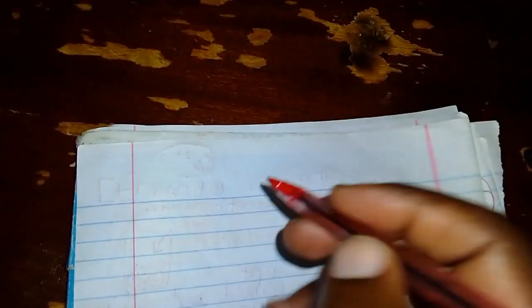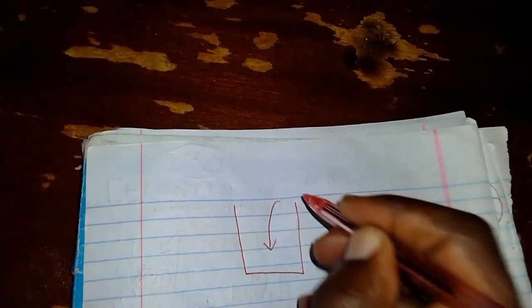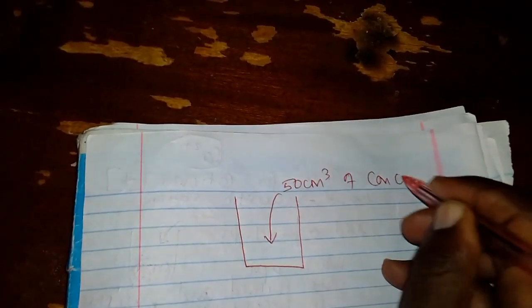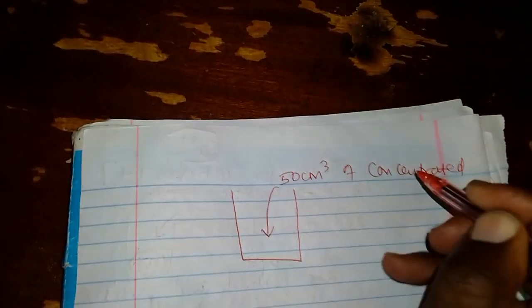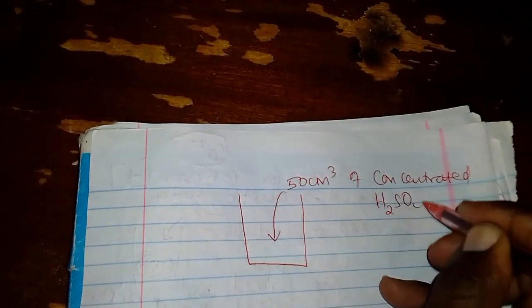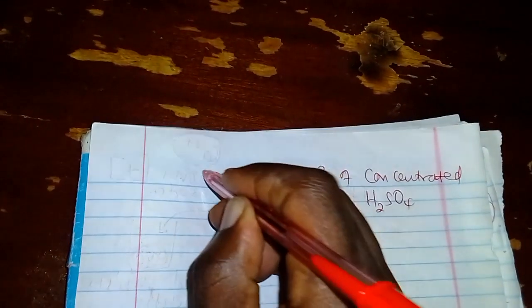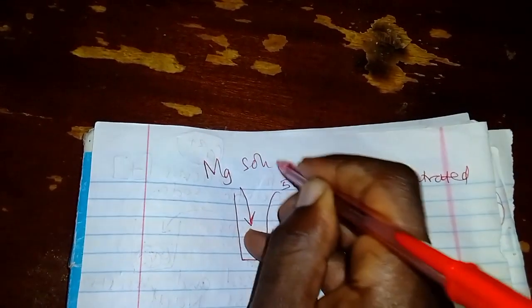Again, I've got a question that touches on a practical that was done, and it borrows some knowledge from the topic called enthalpy changes of formation. Imagine I've been given a beaker and they have placed in it 50 centimeters cubic of concentrated sulfuric acid, and they add some solid, let's say magnesium.